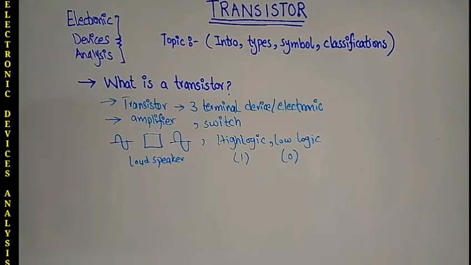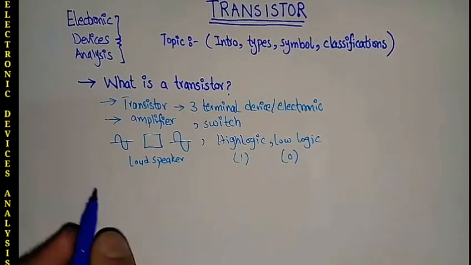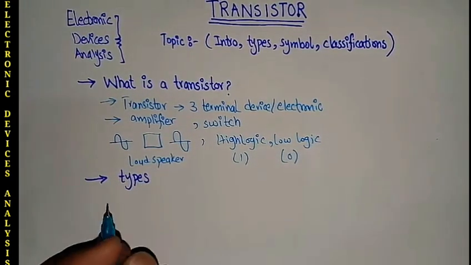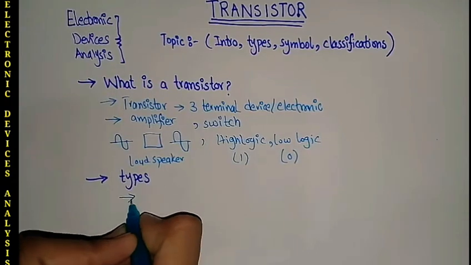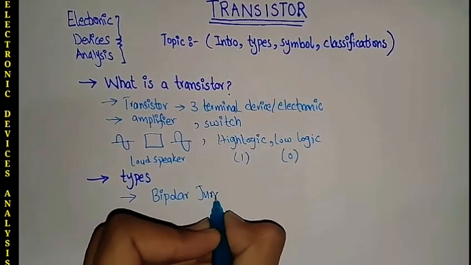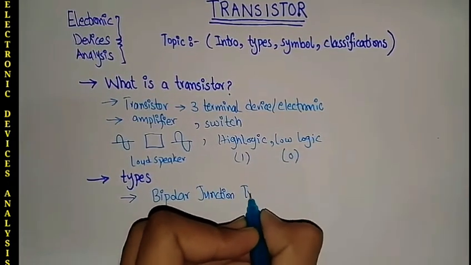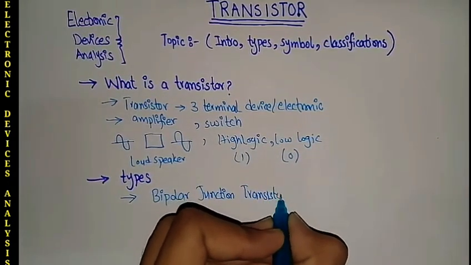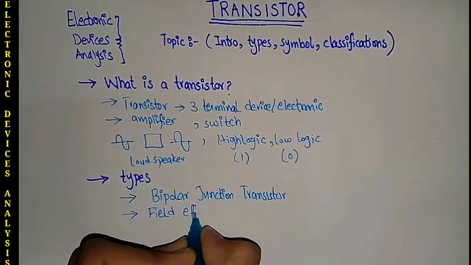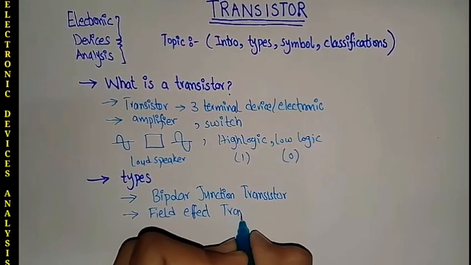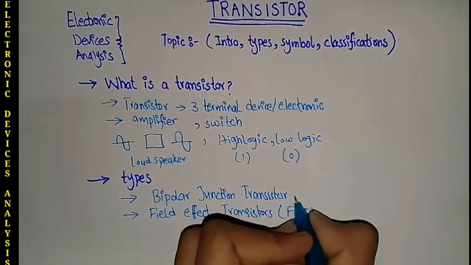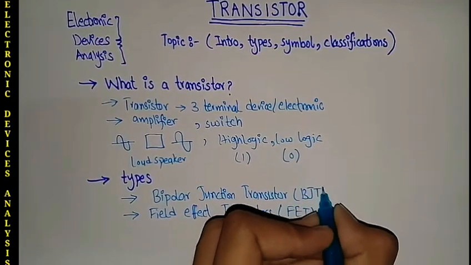Now we will see what are the types of the transistor. The transistor has two types. The two types are bipolar junction transistors, and the second one is field effect transistors, FET, and this one will be BJT.